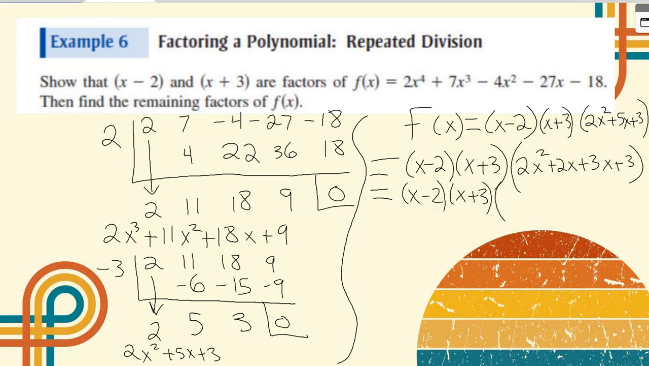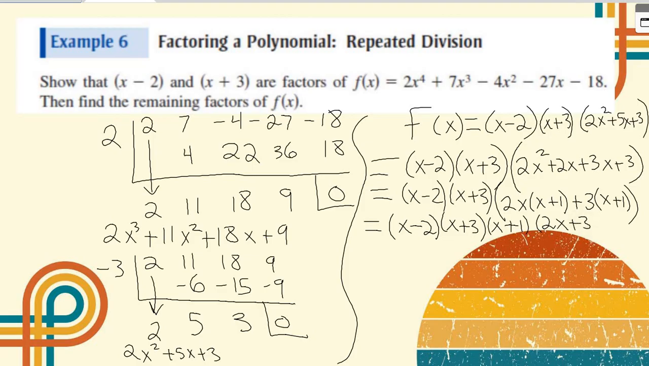So then what can we factor out of our first 2? 2x, and we're left with x plus 1. And then we can factor out a 3 from our second 2. And we're also left with x plus 1. And now we have it in completely factored form. What questions do we have on that?